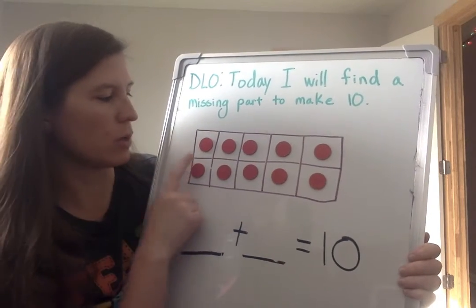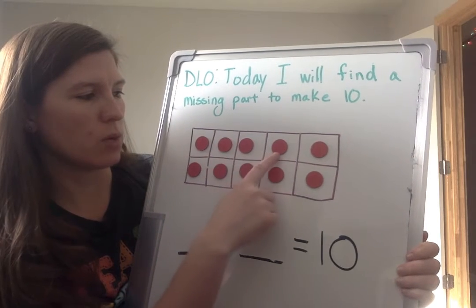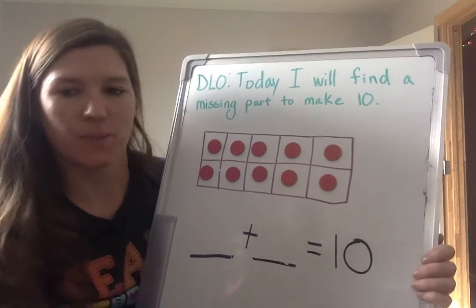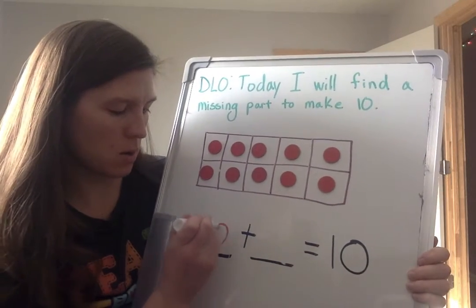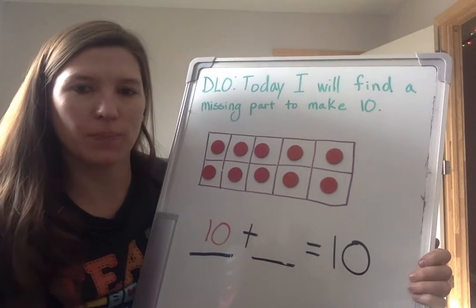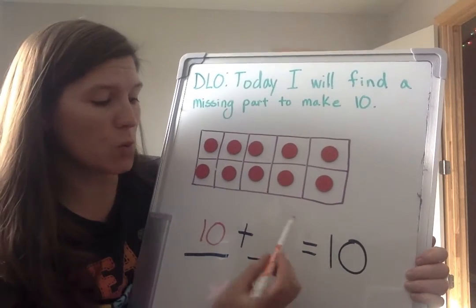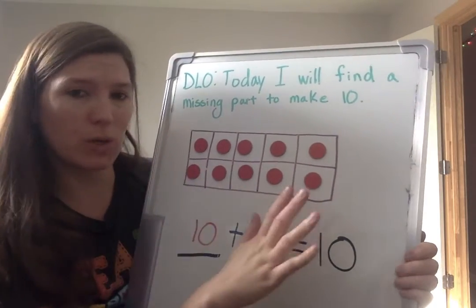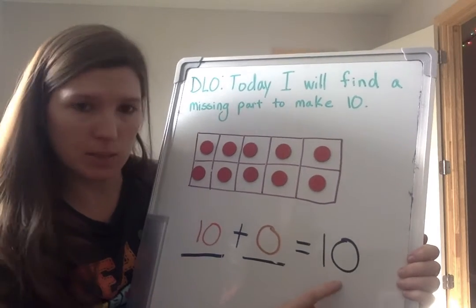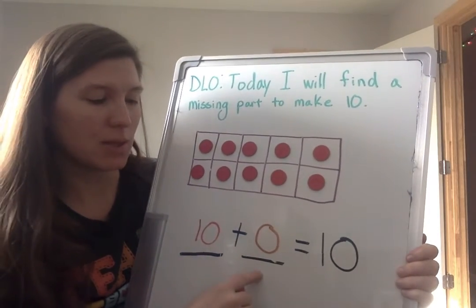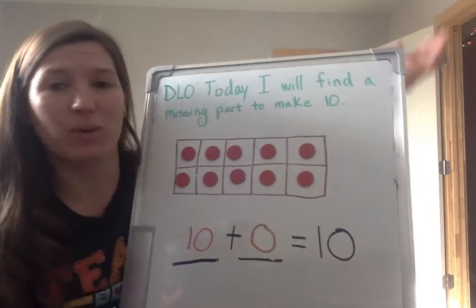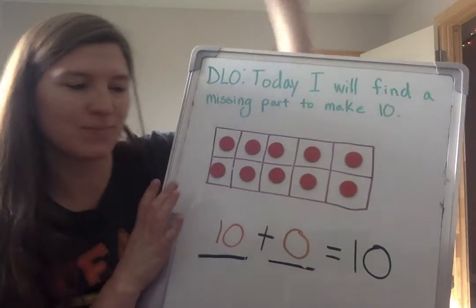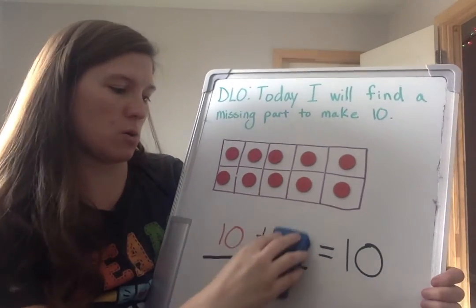So let's count all of our windows. 1, 2, 3, 4, 5, 6, 7, 8, 9, 10. I have 10 red plus how many missing windows? 0. Don't let 0 trick you. I have 0 open windows because I already have 10. I want my sum to be 10. So then 10 plus 0 equals 10. If I put 10 in my head and nothing in my hand, can I count up? It's just 10. So don't let 0 trick you.